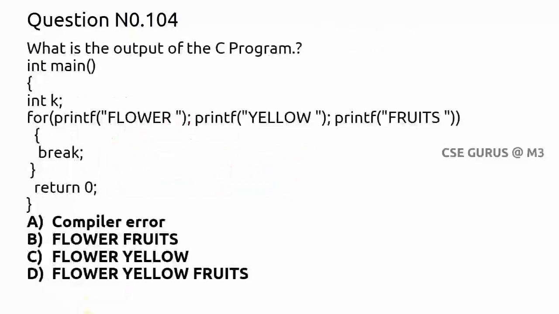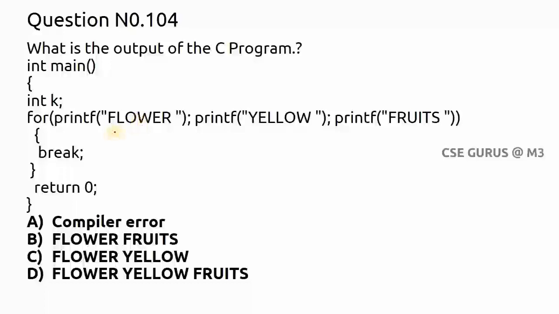Coming to question number 104. What is the output of this C program? So int K, here in the for loop, in the first statement it is given printf flower in double quotes, then semicolon, printf yellow in double quotes, then printf fruits in double quotes. Now is that an error? Can I give it like this? Yes, we can give it like this. It's not at all an error.